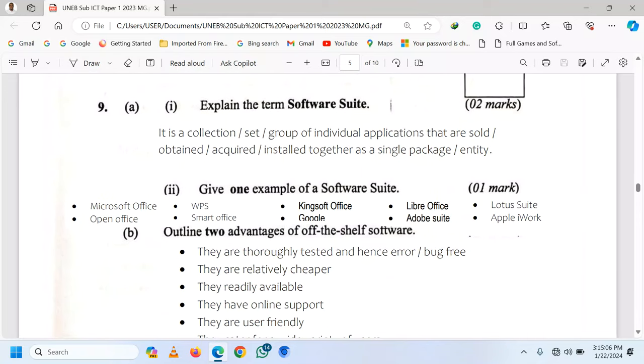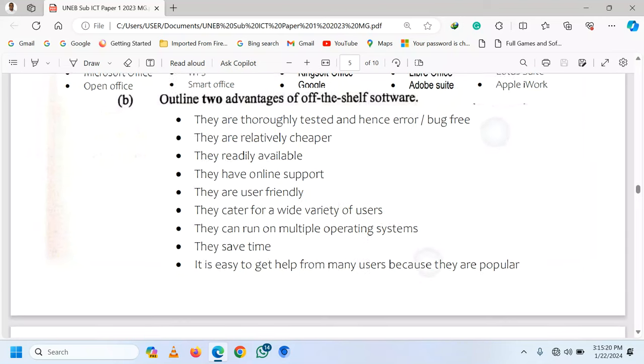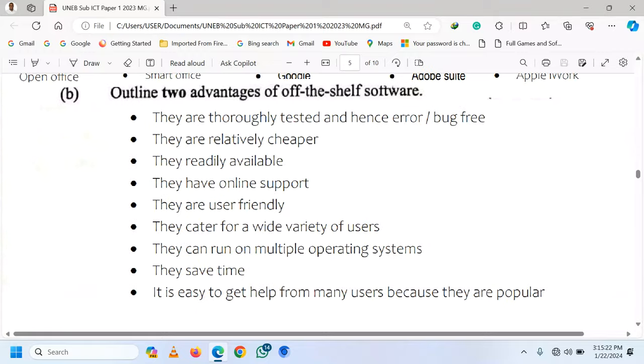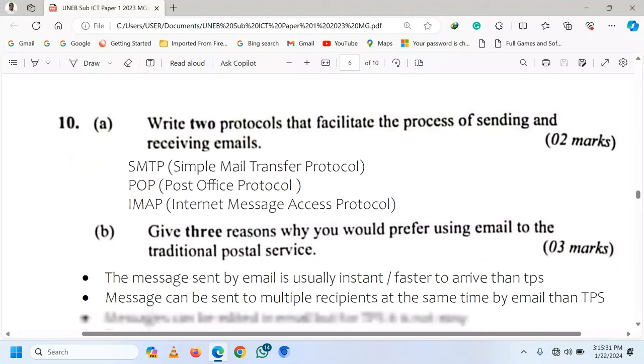Number 9, they were asking us to explain the term software suite, and then from there to give 1 example of a software suite. Here I've listed a number of software suites. You can pick any. Then outline 2 advantages of off-the-shelf software. These are some of the responses that a candidate is supposed to give. So you can go through them.